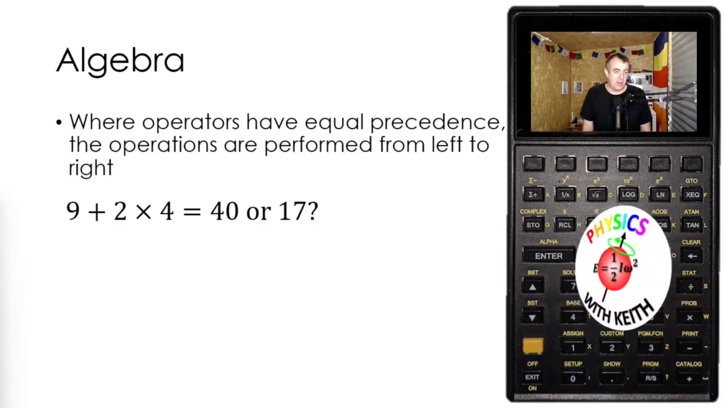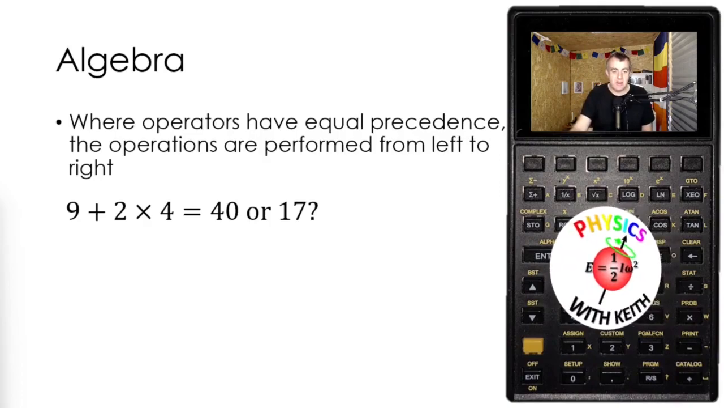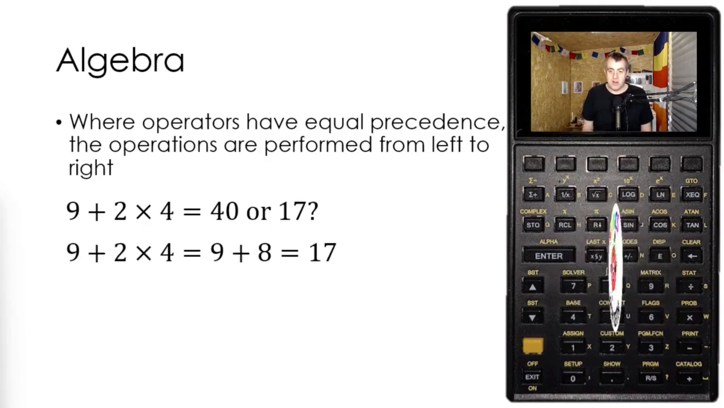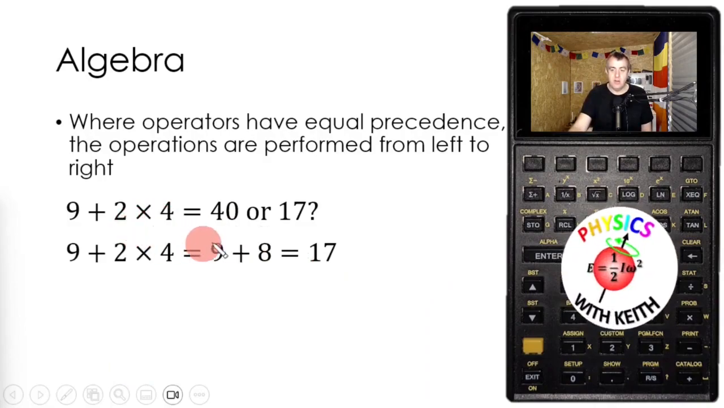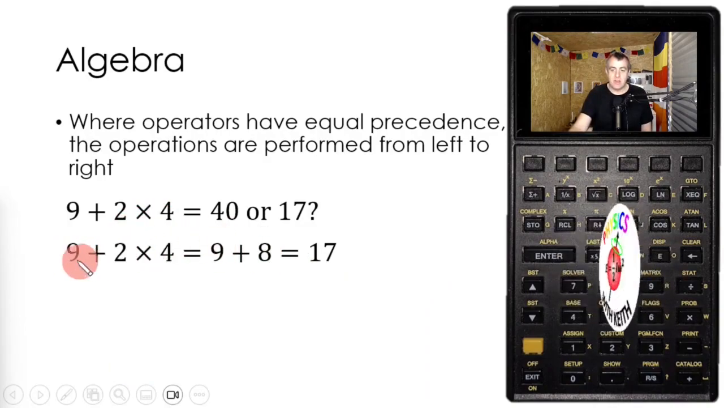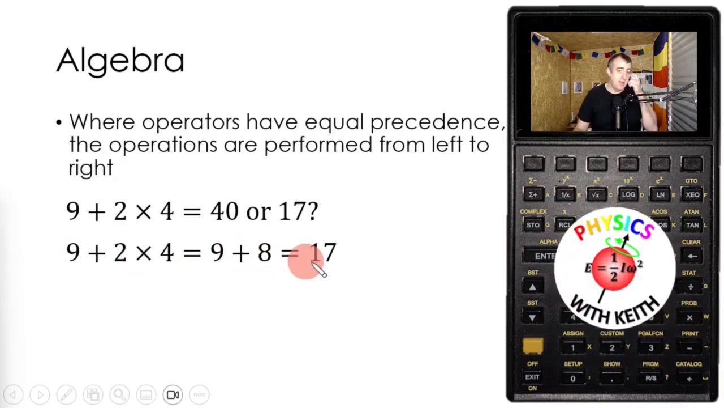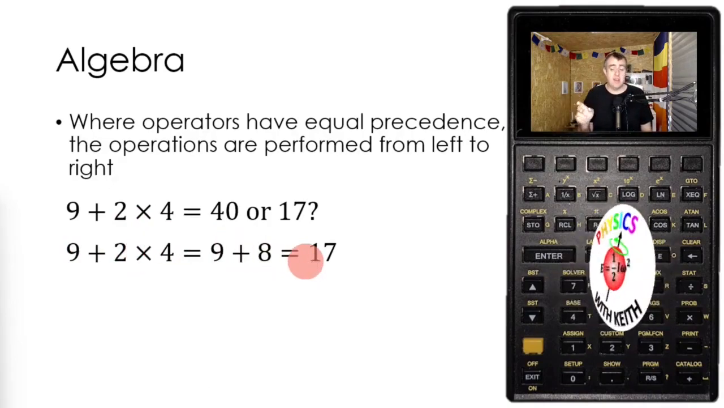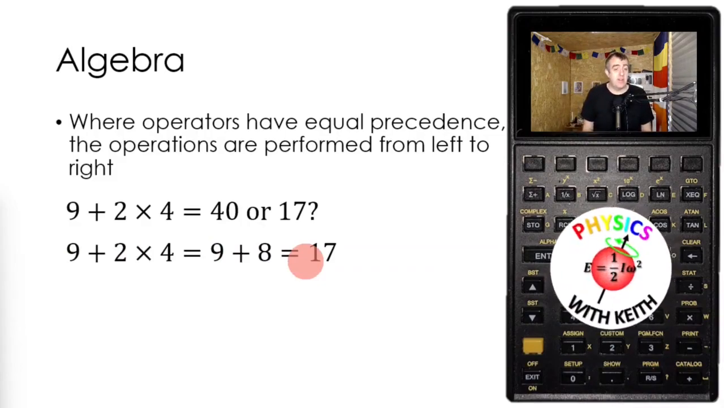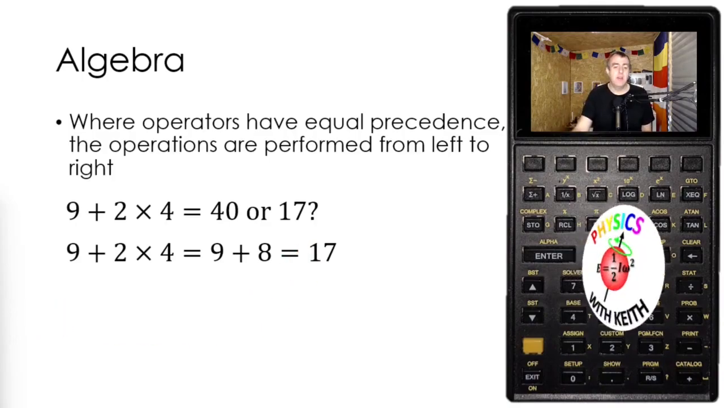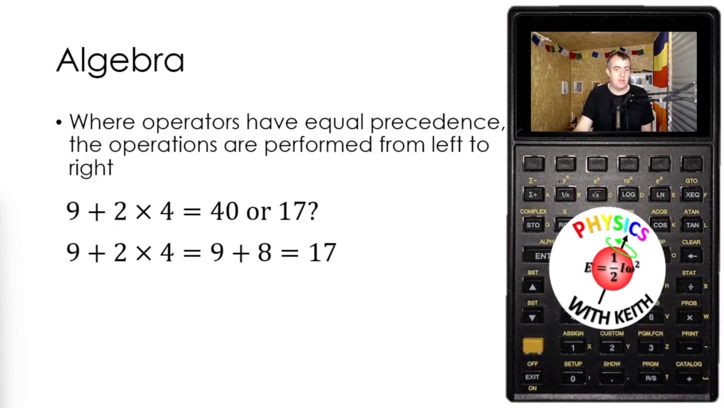So, what is the convention? Well, the convention is that we do our products first. So our product, 2 times 4, is 8. We can rewrite 9 plus 2 times 4 as 9 plus 8, which is 17. So there is only one correct answer to that, 17. That's if we're following the accepted standards for mathematics, which why wouldn't we?